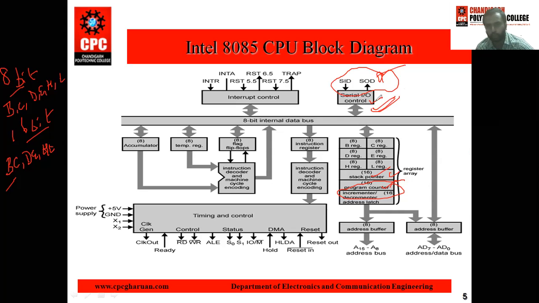These are the two parts of the block diagram we will discuss: first is serial input output control, and second is registers. Next is interrupt control. First of all, you have to know what an interrupt is.